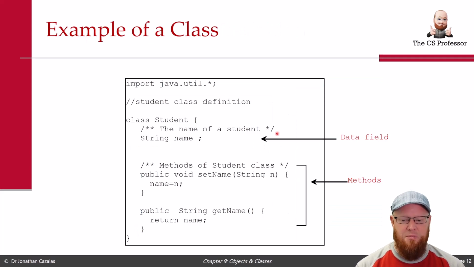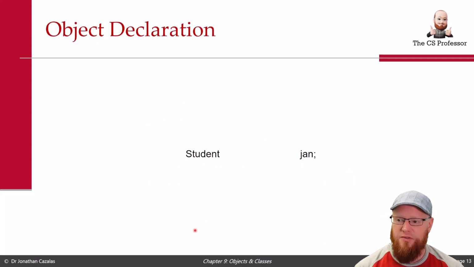So here's an example class for a student. We have just a single data member, the name of the student, and then we have some methods. We have a set name method that receives a string as a parameter, and it saves that string into the student name data member. And then we have a get method, which simply returns the name of that student.